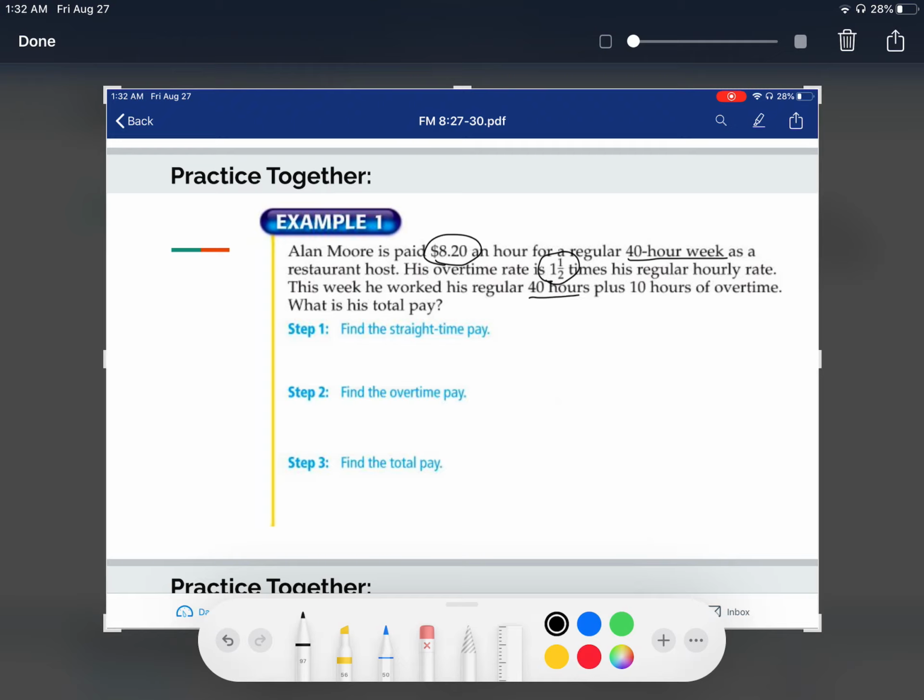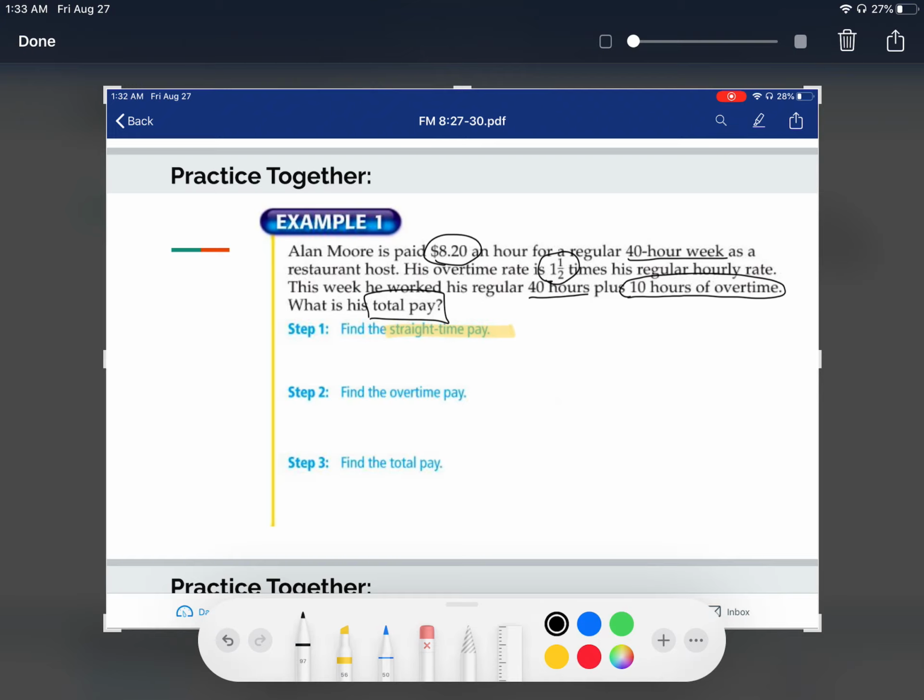This week he worked 40 regular hours plus 10 hours of overtime. What is his total pay? So we're trying to figure out the total pay. What is his final check going to be? First thing we have to figure out is his straight time pay. What is the amount that he's getting paid for his regular hours?